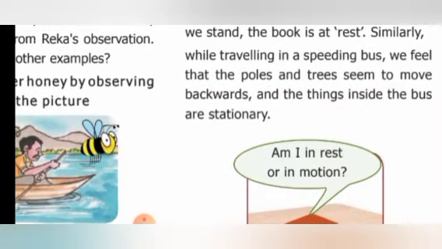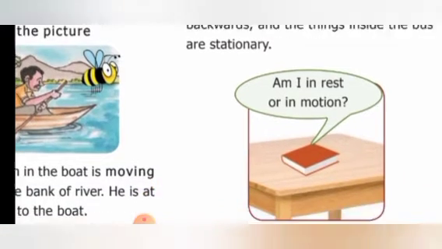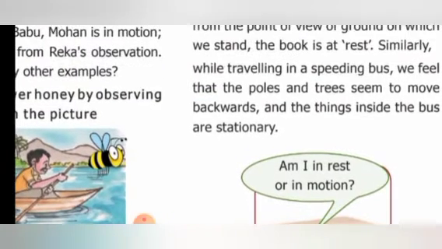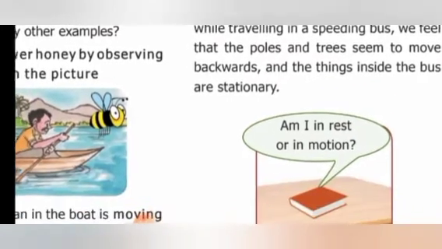Similarly, while traveling in a speeding bus, we feel that the poles, that is the light lamps and trees, seem to move backward and the things inside the bus are stationary. Okay, children. So, the point of view differs accordingly. So, what is rest and what is motion? When the object changes its position with respect to time, then we call it motion. If it remains stationary, we call it rest.